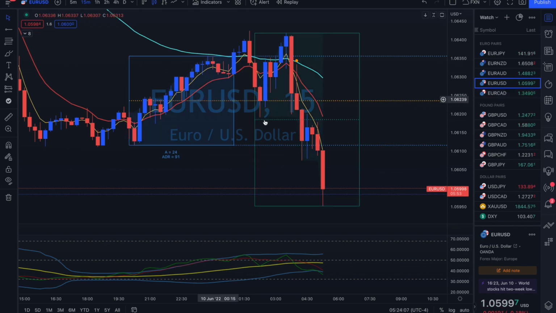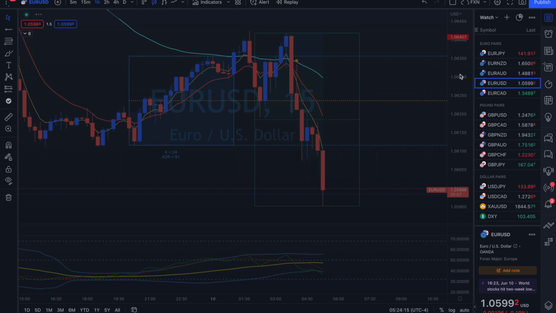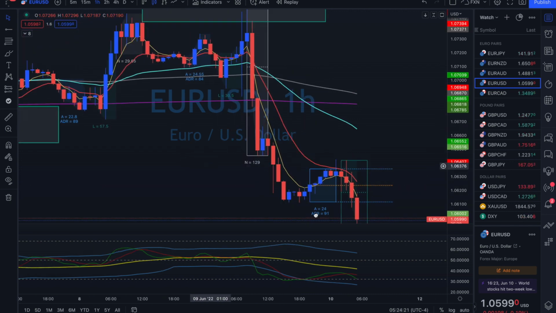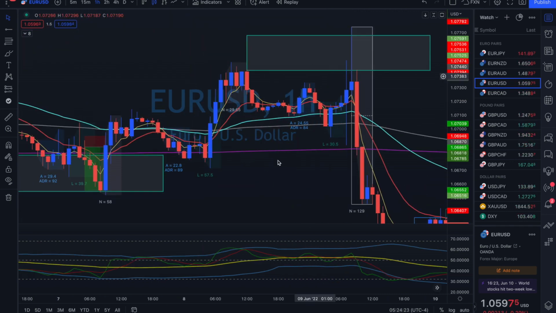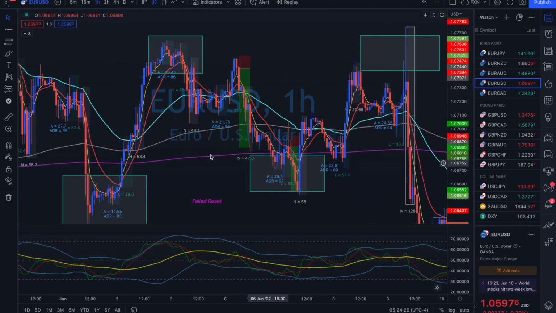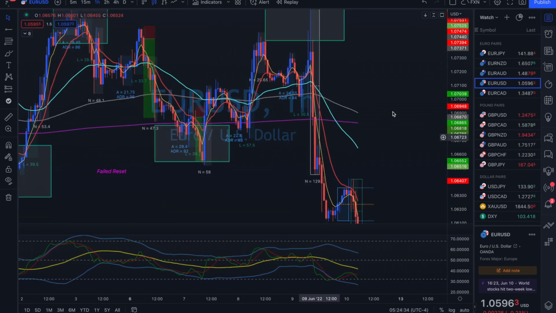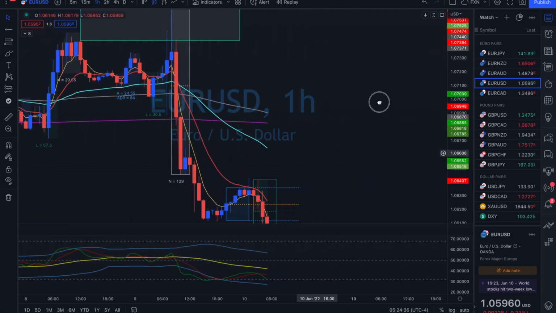This type 2 pattern developed quite nicely on Euro USD. You can see we're looking for sells anyway, because we're coming off a peak formation high, like I talked about in the midweek review. We actually added a failed reset and a new peak formation high here because that's what it did essentially. So still looking for sells.